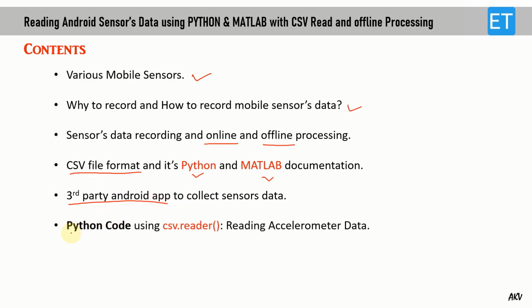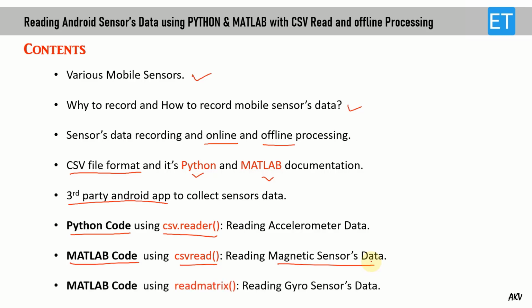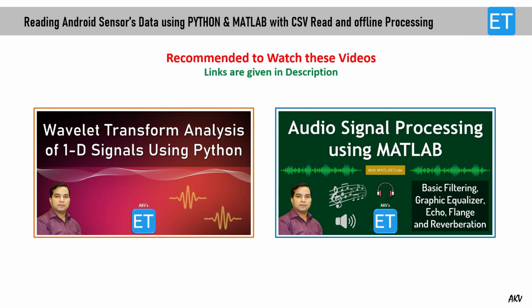And then I will explain one Python code that will use a CSV reader function of Python to read accelerometer data. And then I will explain one MATLAB code that will use the CSV read function of MATLAB to read magnetic sensors data of mobile phone. And in the last, I will explain one more MATLAB code that will use the read matrix function of MATLAB to read gyroscope sensors data of mobile phone.